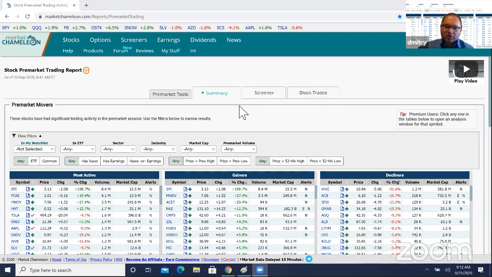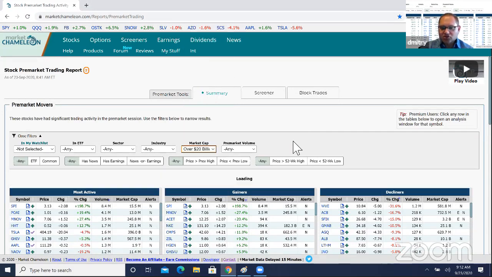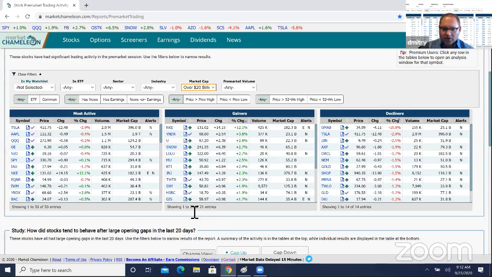In the pre-market report, these are stocks that are actively trading in the pre-market hours: most active stocks, biggest percentage gainers, biggest percentage decliners. I'm going to take a really quick look at what's going on in the higher market cap stocks, so 20 billion or more. So we see here 21 stocks are in the percentage gainers, 14 in the decliners, at $20 billion market cap or higher. I see here Nike, that's up 12.1%.